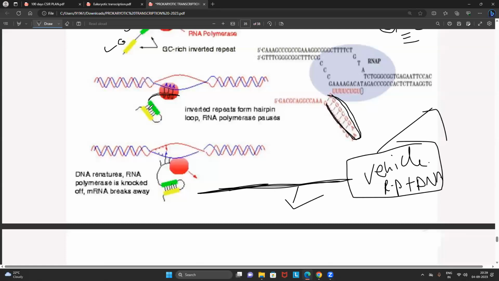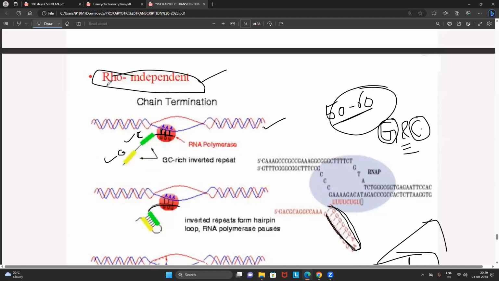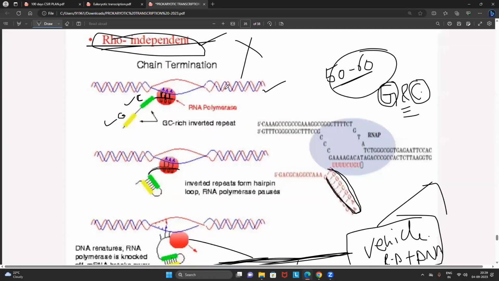The hairpin loop will provide the strength. By that, the RNA polymerase enzyme will dissociate and the RNA gets separated. So this is called Rho independent. Why? Because we have not used any external protein, any external enzyme. So it became Rho independent. But this is not possible all the time. Why? What's the reason why it's not possible all the time?